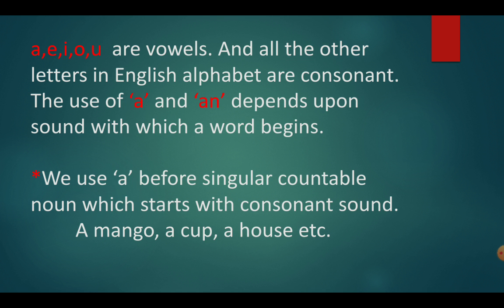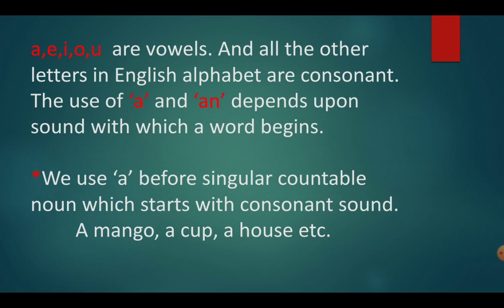So we use a before a singular countable noun which starts with a consonant sound. Where do we use a? The words which start with a consonant sound. For example, a mango. So the first sound of mango is ma, mango. So this is a consonant sound. A cup, first sound ka, a cup, a house, etc. So these all are mango, cup, house. First sound is a consonant sound. That's why we use a here.